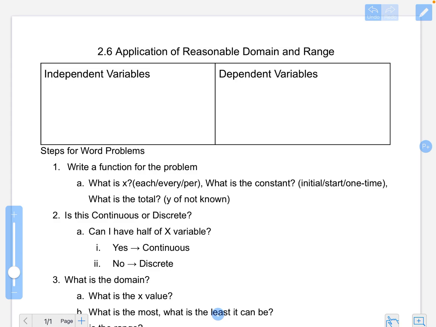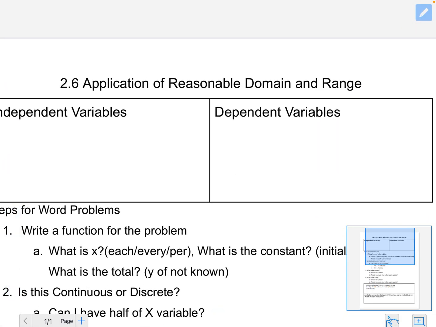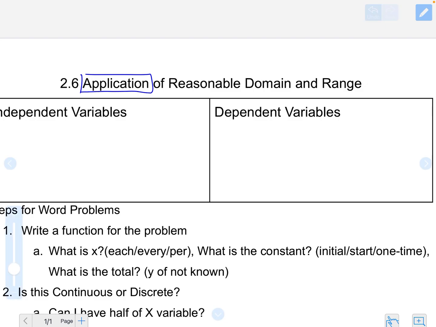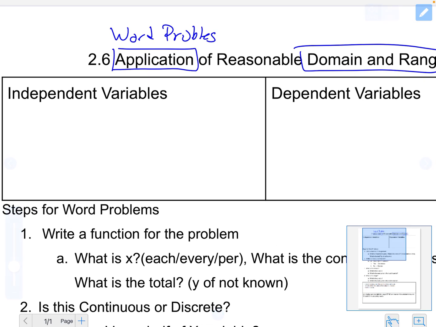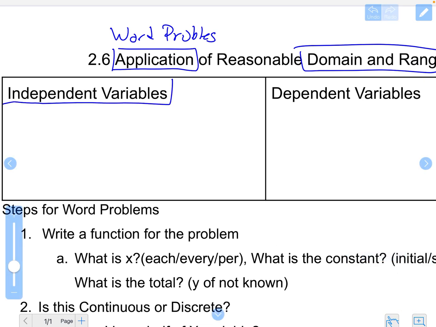Today is our 2.6 notes, and we're talking about application of reasonable domain and range. Application just simply means word problems, and we're going to do domain and range of word problems. One real quick thing that we need to go over before we get to our word problems is we need to talk about the difference between independent variables and dependent variables.